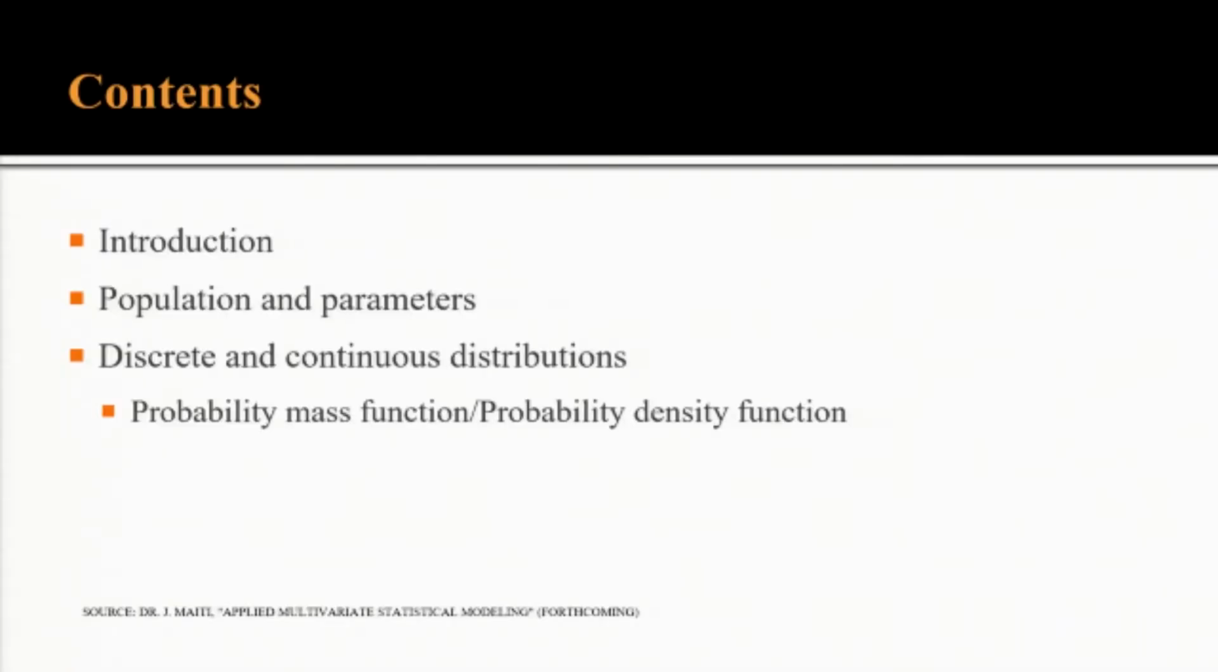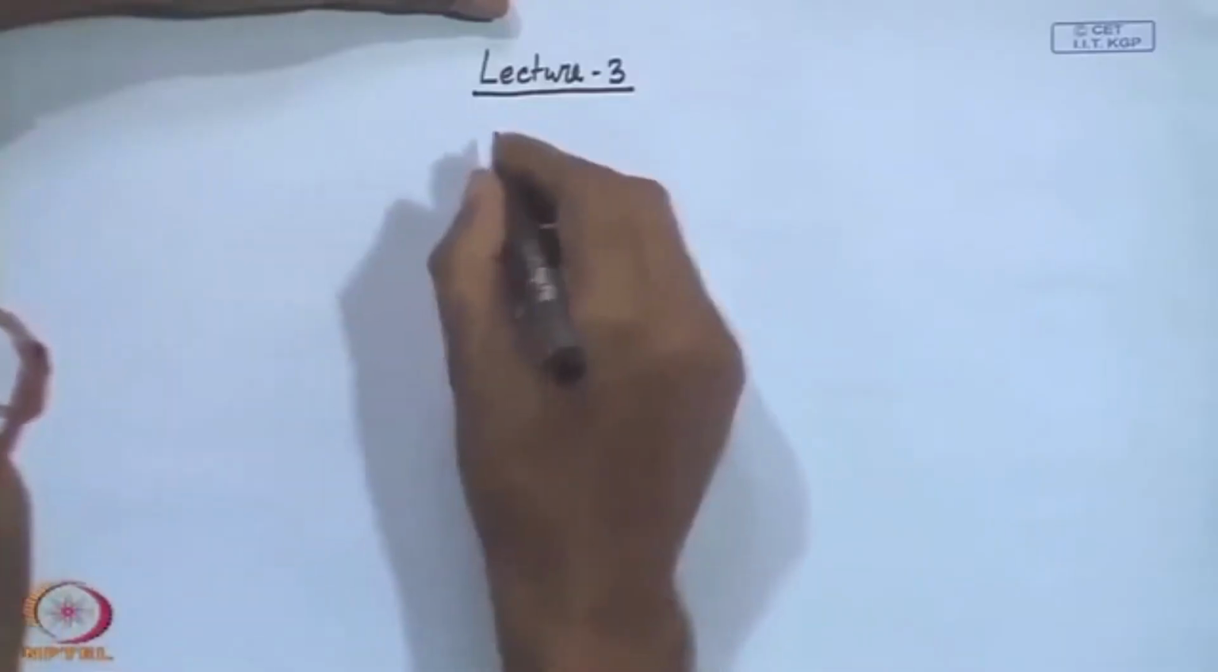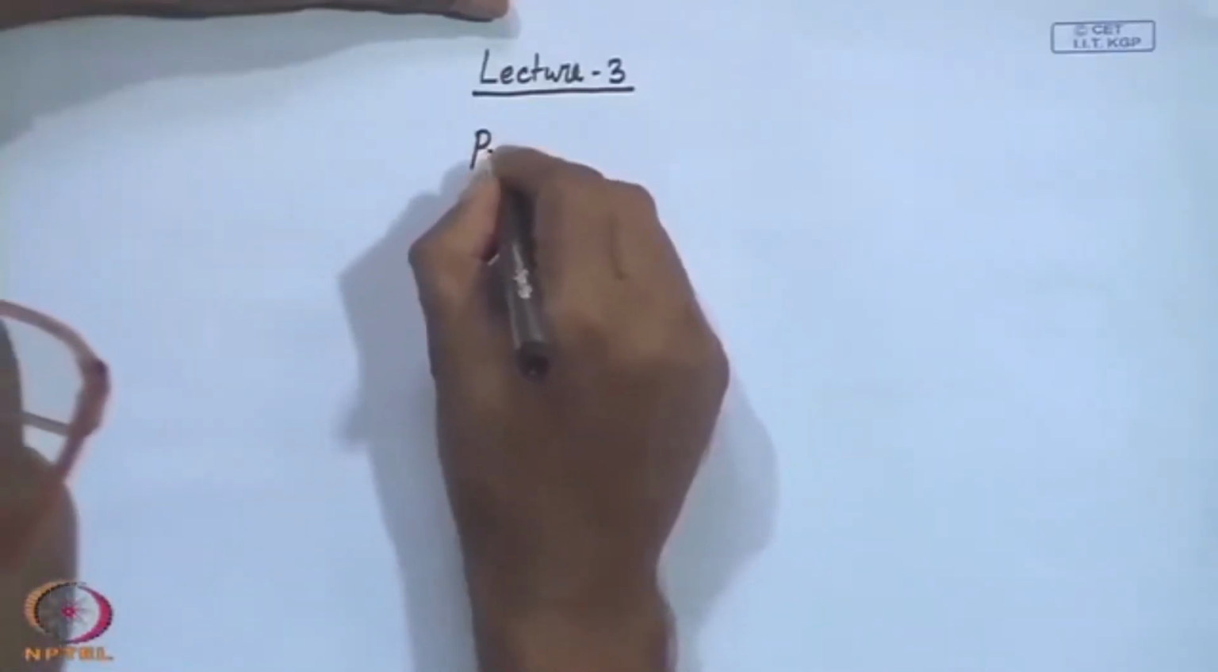Contents for today's presentation include population and parameters, discrete and continuous probability distribution. In the process, probability mass function and probability density function will also be defined and deliberated. And we ended that lecture with prerequisites for the course.